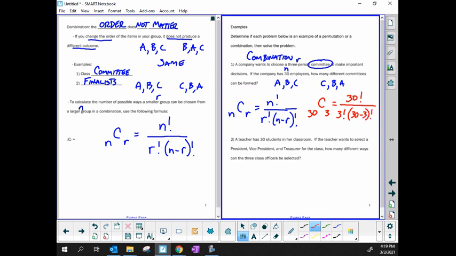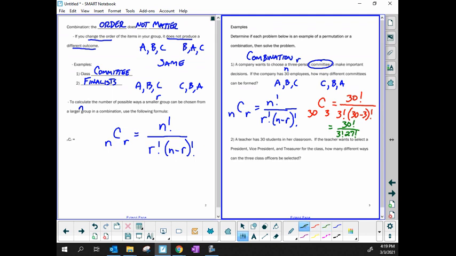Well, first thing I would do is subtract. 30 minus 3 is 27. So this is 30 factorial over 3 factorial times 27 factorial. Then just like we talked about last time, we want to cancel stuff out. Okay, 30 factorial is an enormous number. So is 27 factorial. So instead of trying to find those numbers, let's cancel stuff out. We're going to use the 3 factorial and the 27 factorial to cancel out as much of that 30 factorial as possible.